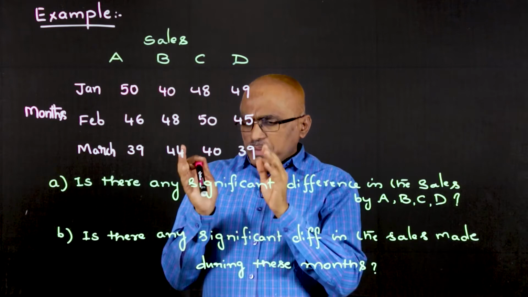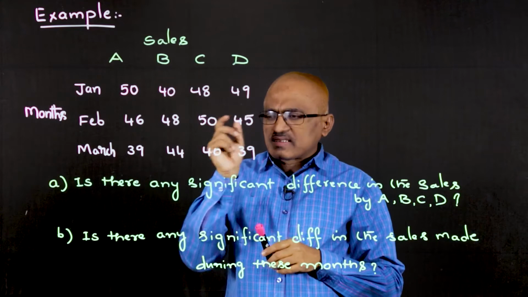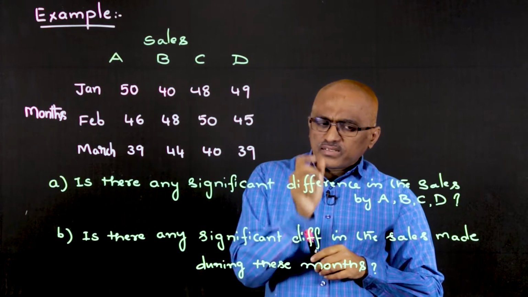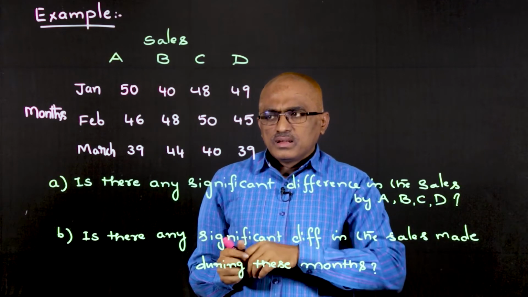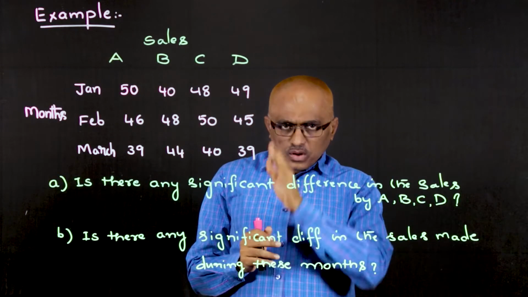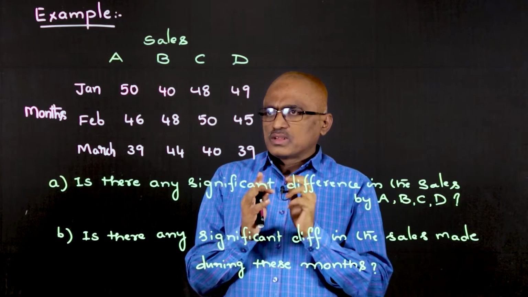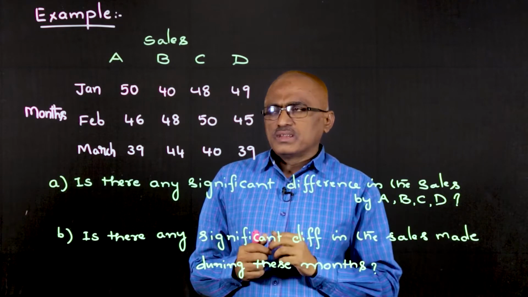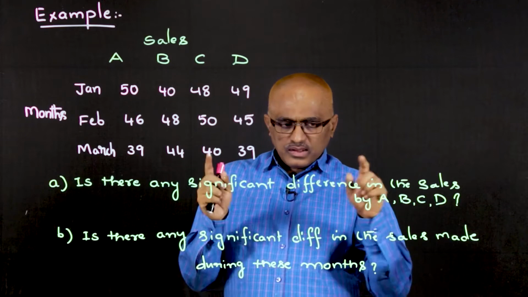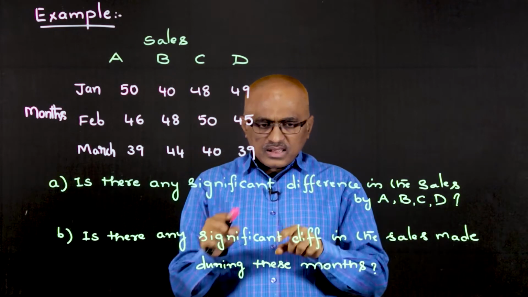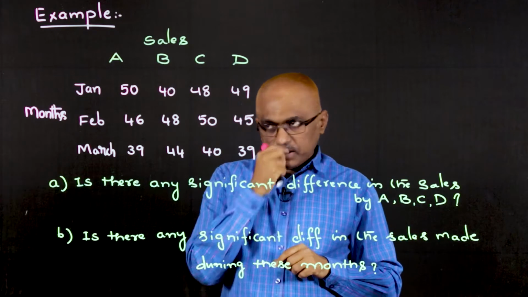So based on this data, suppose we want to test, is there any significant difference in the sales made by A, B, C, D? In that case, we can use the previous discussion we had with respect to ANOVA. By using F equal to MSTR by MSE, we can come to a conclusion with respect to the testing of the significant difference in the sales done by 4 teams A, B, C, D.